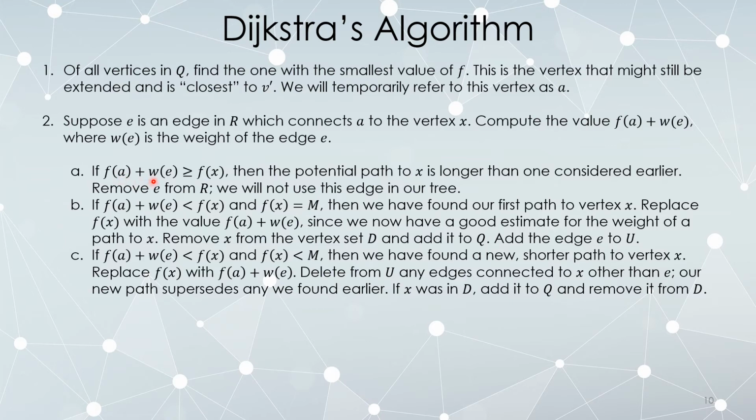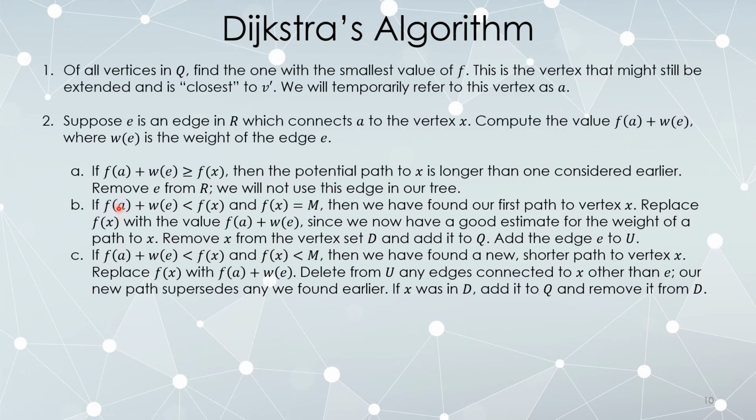If that computation is bigger than the label already attached to X, that is, go to A and then take this edge, is bigger than an existing path to X. The potential path we just explored, go to A and then to X, is longer than one we already had. So don't use this edge. This edge is just gone. Okay? If going to A and then taking this edge to get to X is bigger than a way we already had, we're never going to use that edge. Delete it. It's gone forever.